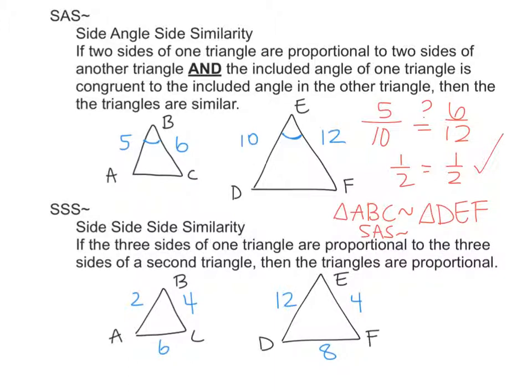Side, side, side is just the same. If three sides of one triangle are proportional to the three sides of another triangle, then they are similar.